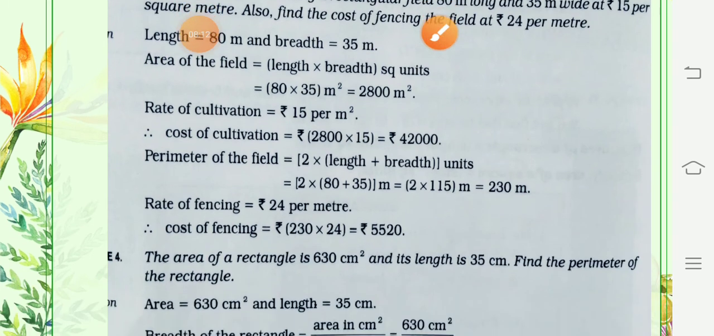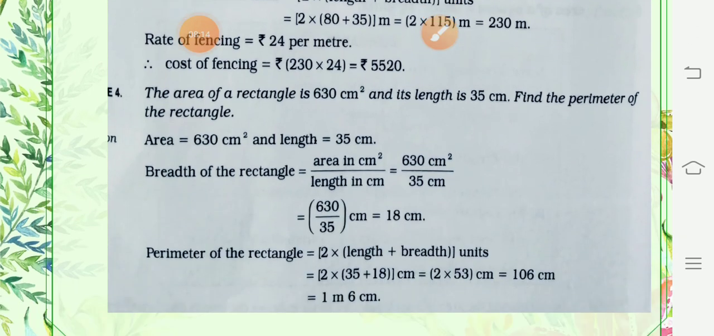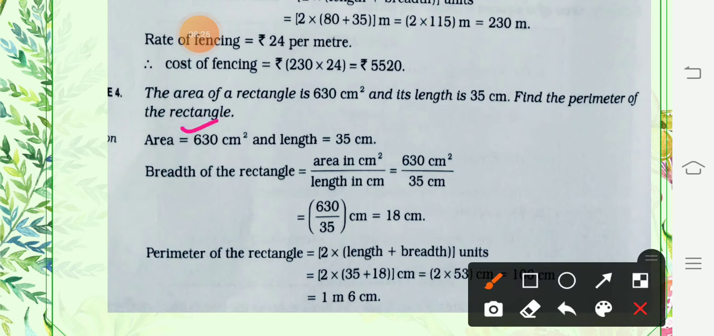Next question. The area of rectangle is 630 centimeters square. So area is given and its length is 35 centimeter. Whatever is given, we have mentioned: area is given and length is given. Find the perimeter of the rectangle. हमें perimeter search करना है. तो perimeter के लिए आपको किस चीज़ की ज़रूरत होती है? Length and breadth की. But students, out of length and breadth we having only length. Instead of breadth we having area.